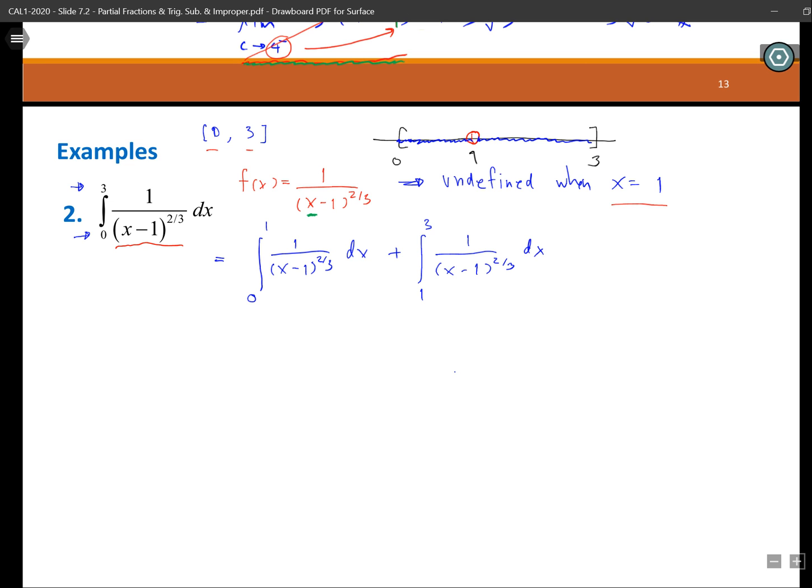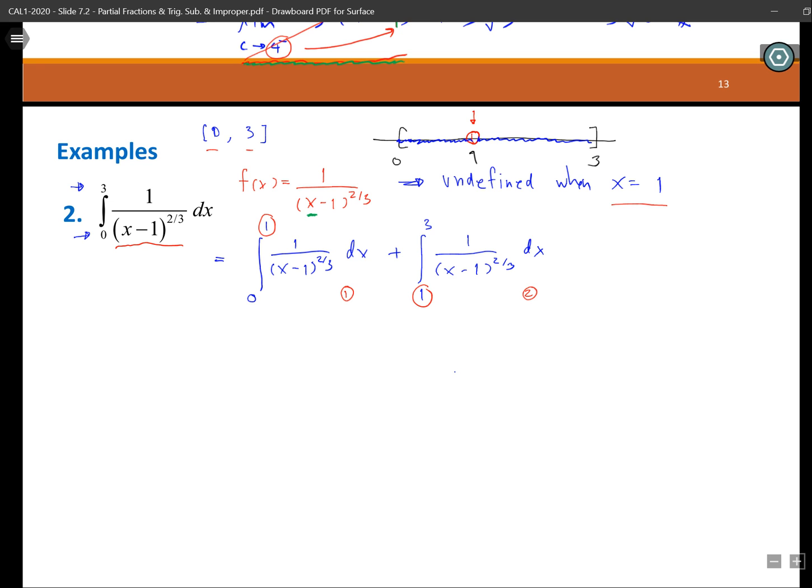Now looking at these two integrals, we can see that the problem is right here at x equal to 1. Which means that the first integral would have a problem at the upper bound, and the second integral would have a problem with the lower bound. So here we have two scenarios. Upper bound, that is scenario 1, and lower bound is scenario 2. So we are going to apply the limit into both of them.